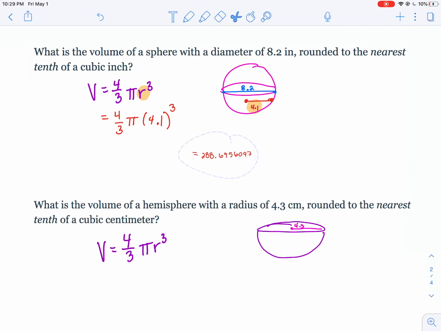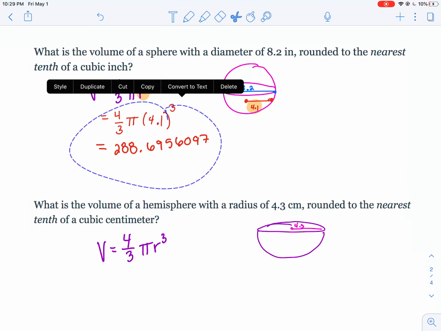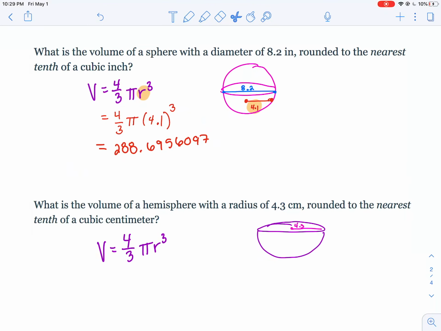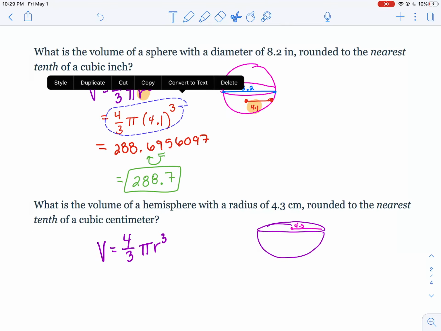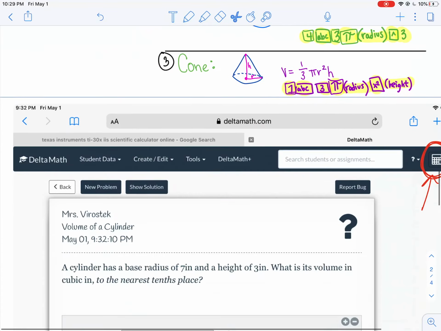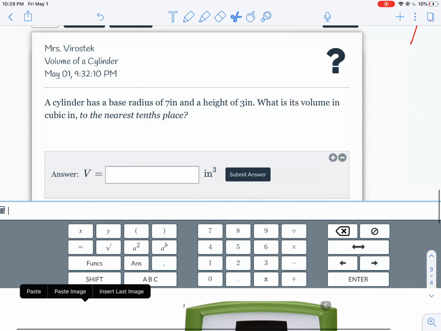You type that into your calculator. You get 288.6956097. Check for rounding, so look at the second digit past the decimal. If it's 5 or bigger, it's going to bump the number in front up 1, which it is, so my final answer is 288.7. Once again, be very careful when you type this into your calculator. Make sure you use the caret button, and you raise it to the 3rd power, so caret 3.